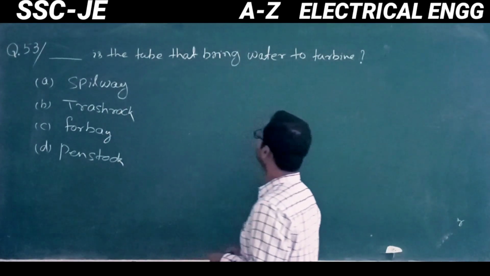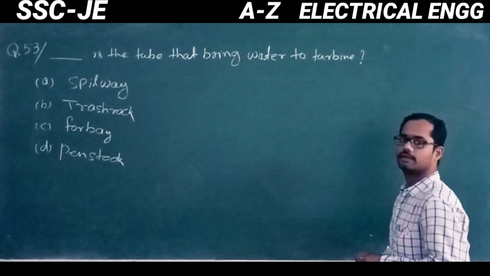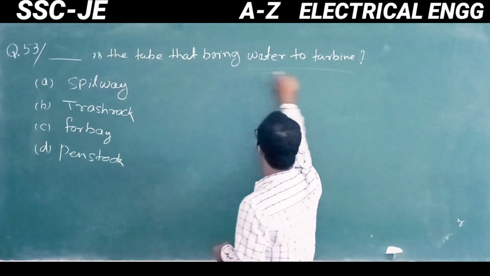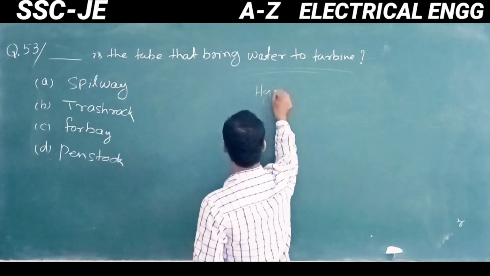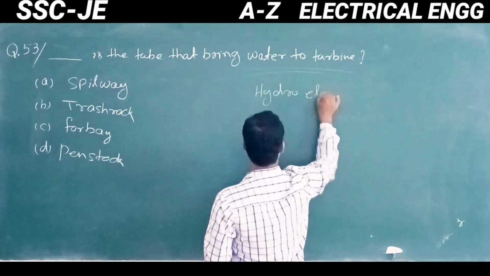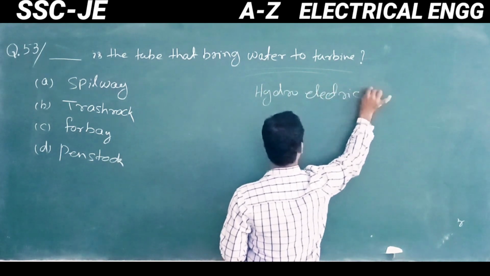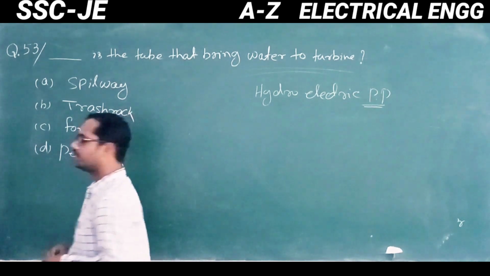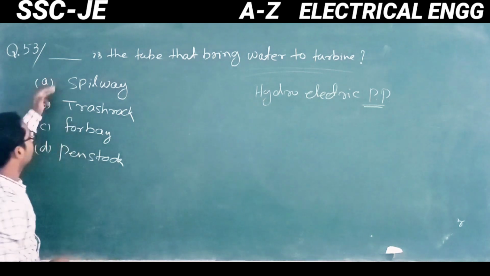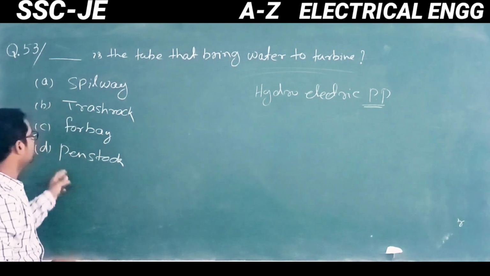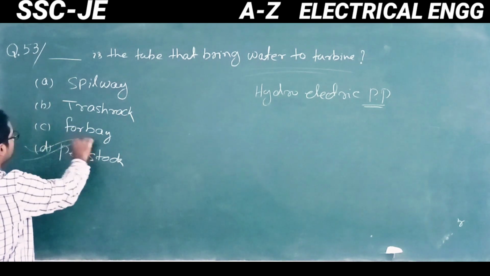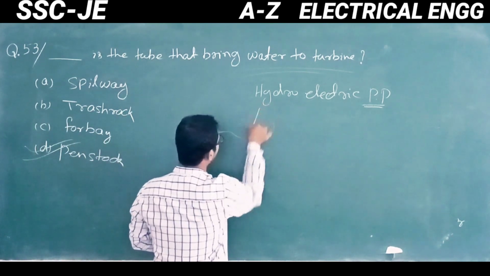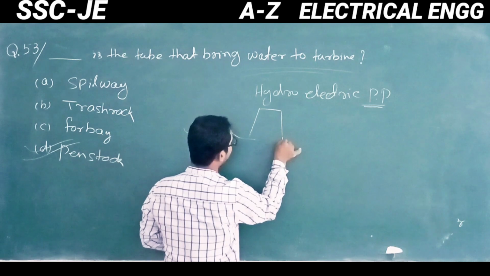The question: dash is the tube that brings water to the turbine. Water to the turbine means this is basically a hydroelectric power plant. The options are spillway, trash rack, forebay, and penstock. The correct option is penstock. Let us draw the structure of a hydroelectric power plant.